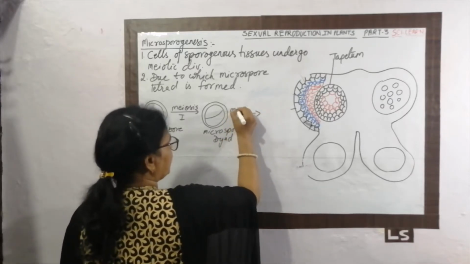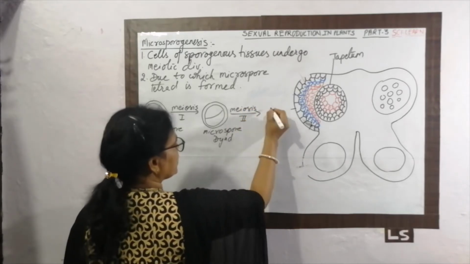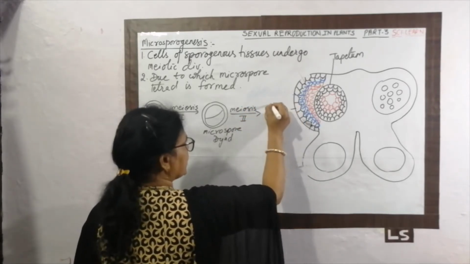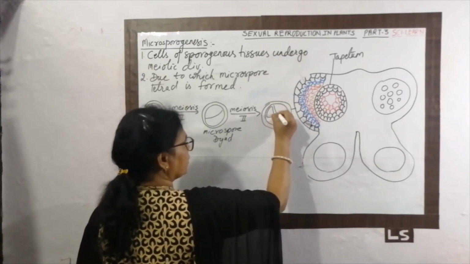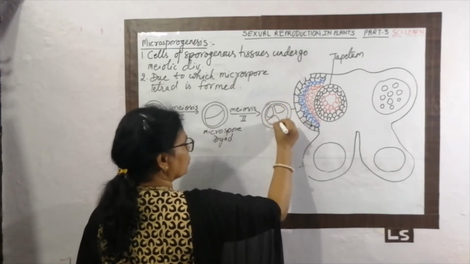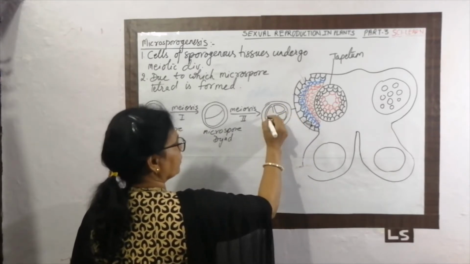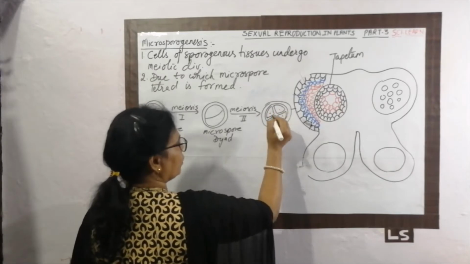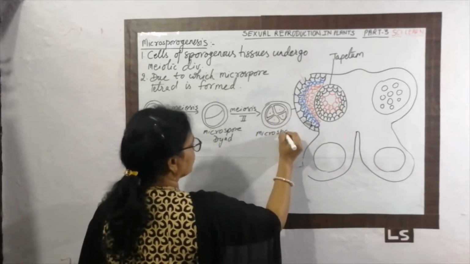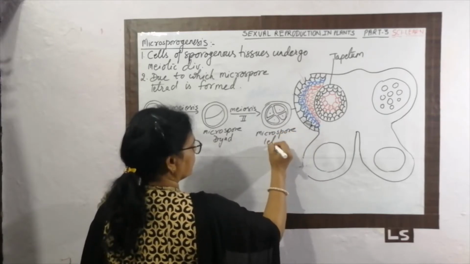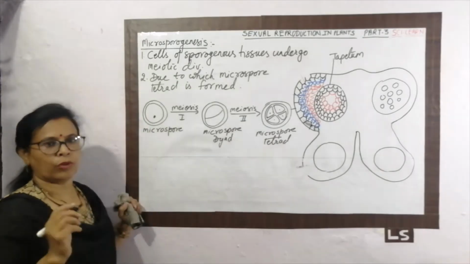Meiosis is completed in the second division, and due to meiosis 2, this cell is divided into four parts: 1, 2, 3, and 4, each having its own nucleus, and this is called the microspore tetrad. Tetra is for four, so a tetrad means four cells are formed here.